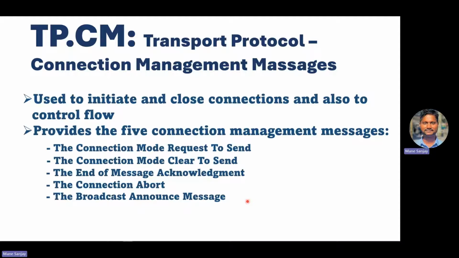If 10 ECUs are in the network, and one of them wants to send a broadcast message, there is no destination address associated with that. So it first sends a request to send, and then it starts sending the TP.DT message. That is the transport protocol data, where it sends the actual data. So these are the 5 connection management messages which are very important, and I guess it is clear for you.